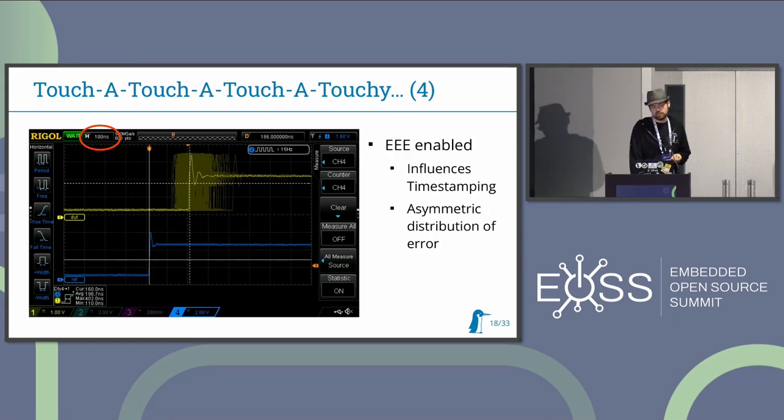In this case, we have an asymmetric distribution of our error. I didn't measure for a very long time. In this case, it was caused by a bad energy efficient Ethernet setting.